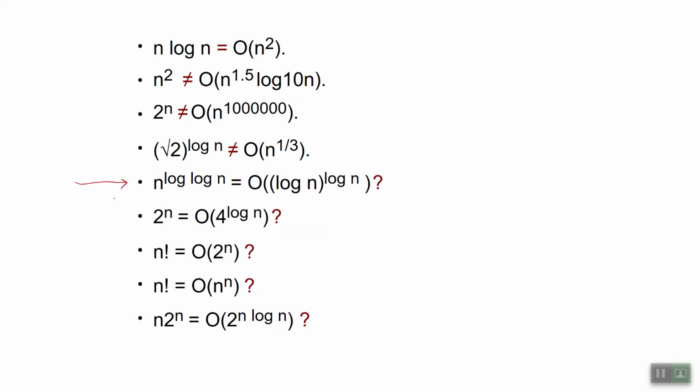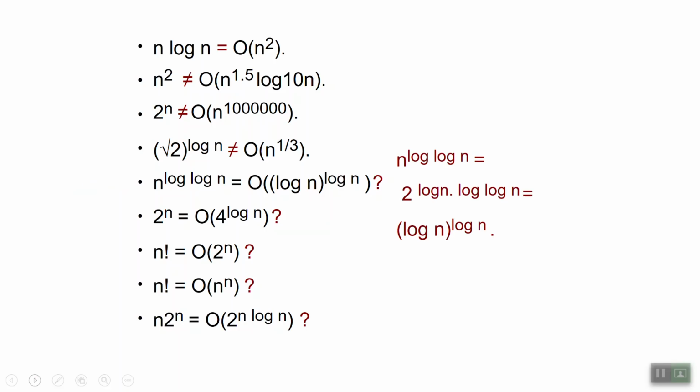Next, we ask if n to the log n is big O of log n quantity to the log n. And here again, it's convenient to do some manipulation. We can notice that n to the log n can be written as 2 raised to log n times log n, which if I now take this 2 and this log n here, I notice that the 2 to the log n becomes log n. So this quantity here is equal to log n to the log n. So these two quantities are actually equal, and hence the left-hand side is big O of the right-hand side.